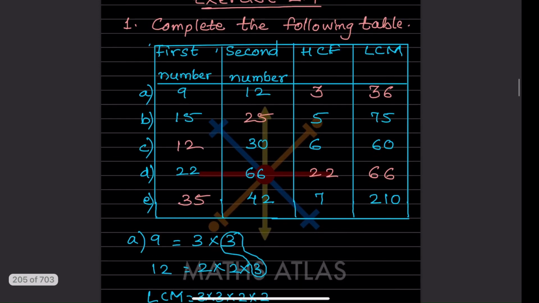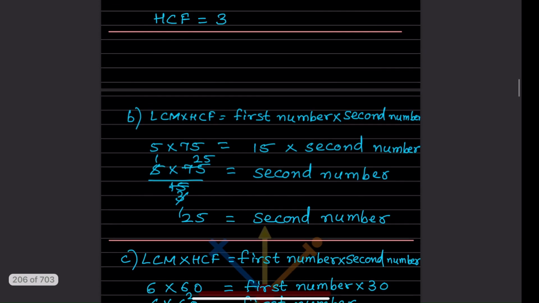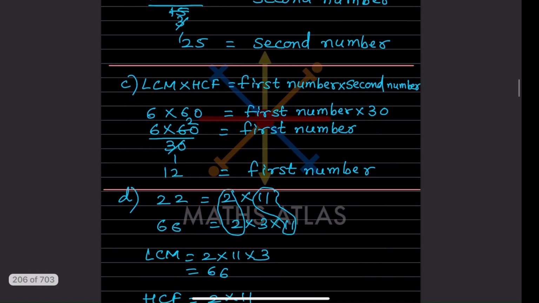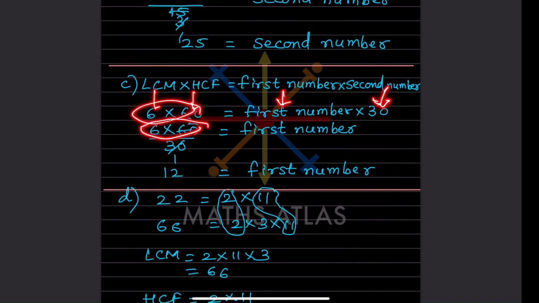Again for the third one, these are given, but the first number is not given. Again we'll use the same formula: LCM into HCF is first number into second number. You just plug in the values over here. The first number we don't know, 30 is the second number, so write this as it is in the numerator, but 30 is on the right-hand side. If it comes here to the left-hand side, it is going to get divided. So what will you do? 3 1s are 3, 3 2s are 6, so 6 2s are 12. So the first number is 12.